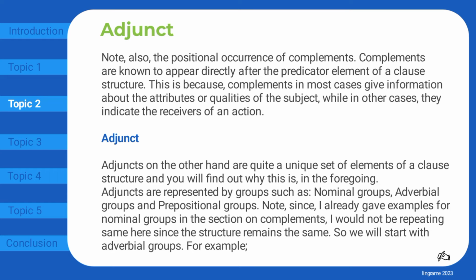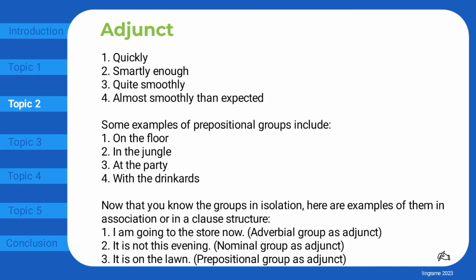So we will start with adverbial groups. For example, quickly, smartly enough, quite smoothly, almost smoothly than expected. Some examples of prepositional groups include, on the floor, in the jungle, at the party, with the drinks. Now that you know the groups in isolation, here are examples of them in association or in a clause structure.